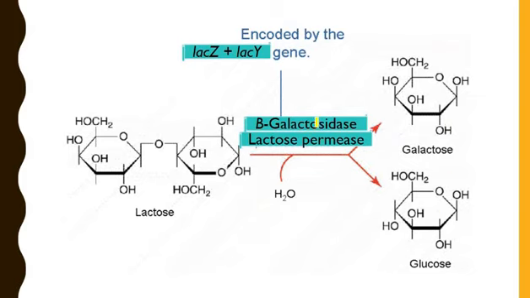Okay, so essentially, if there is lactose present, the bacteria will want to have these 2 genes transcribed so that it can actually make use of the lactose, break it down, hydrolyze it, and transport it into the cell.